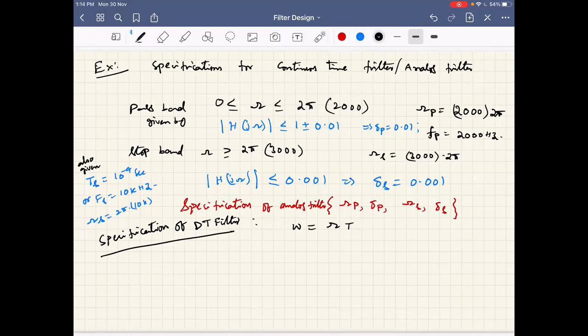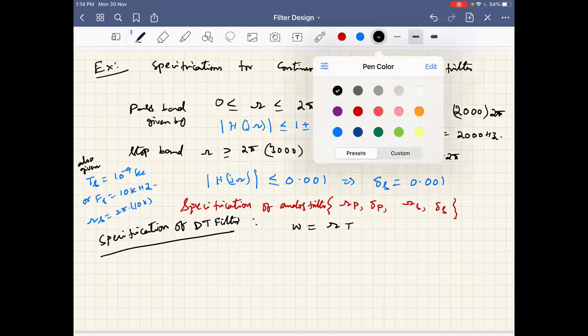Okay, so given these details, what I suggest is you can sketch the spectrum in continuous time and then sketch the spectrum in discrete time. So let us see now the spectrum in the continuous time. Let me use some colors.